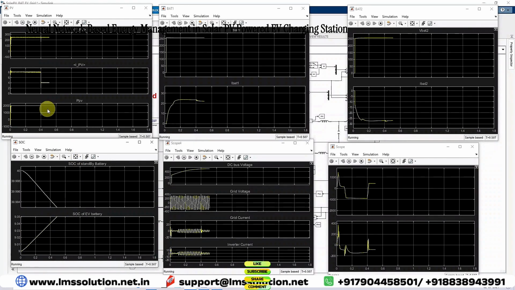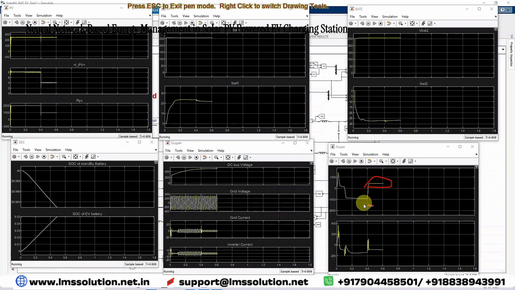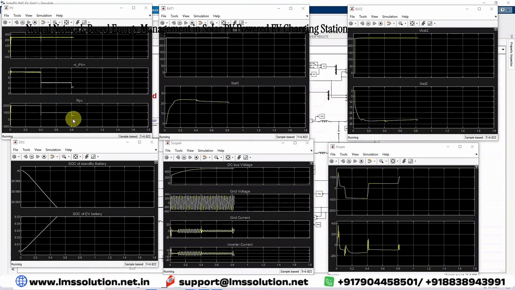Now you can see that based upon this PV power, the grid comes to supply the power to the DC bus. The power sign is changed to positive, that means the DC bus system is receiving the power from the grid. This is a variation of grid voltage, grid current and inverter voltage. This one is DC bus voltage, grid current, inverter current. Based upon this PV power, the grid is sharing the power, right? Grid supplies the power based upon this PV power.